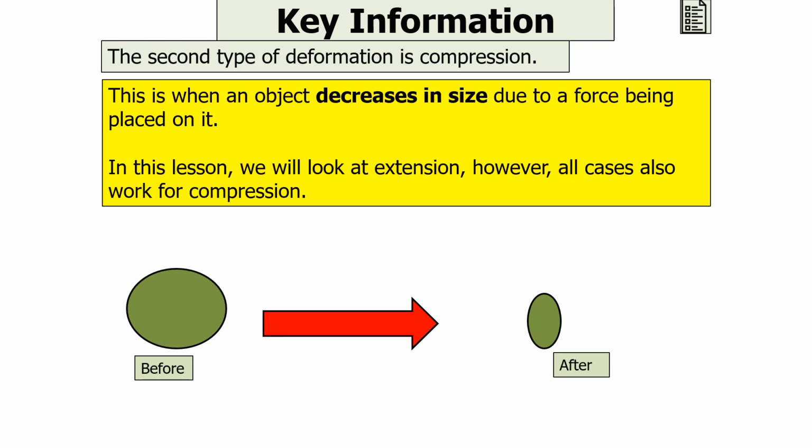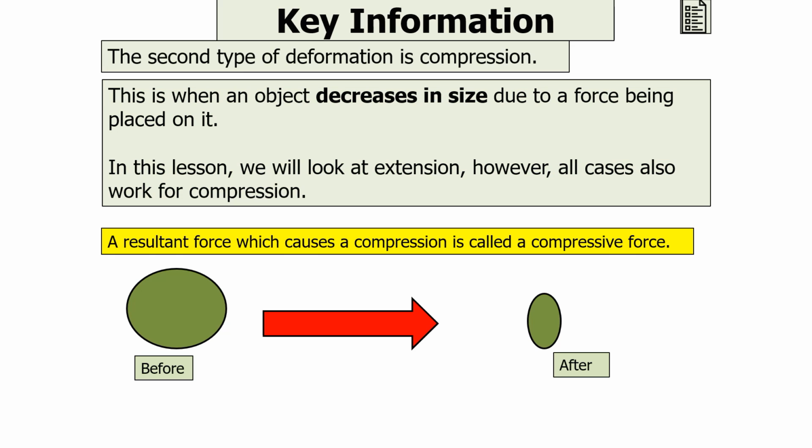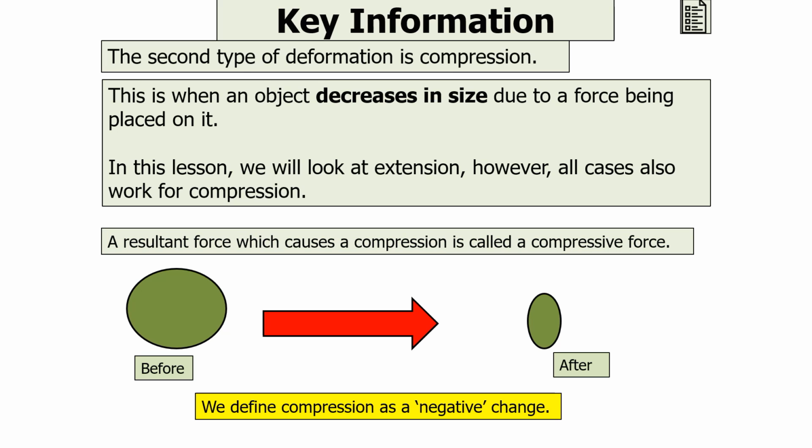Now the second type of deformation is compression. This is when an object decreases in size due to a force being placed on it. So a resultant force which causes a compression is called a compressive force. Now we define a compression as a negative change, contrasting the extension which is a positive change. So when compression is applied, the object will decrease in size.